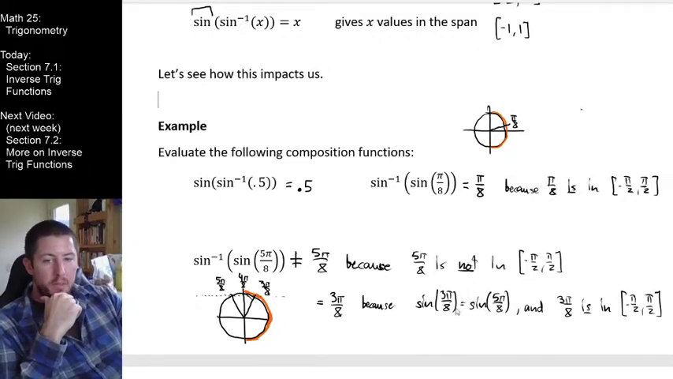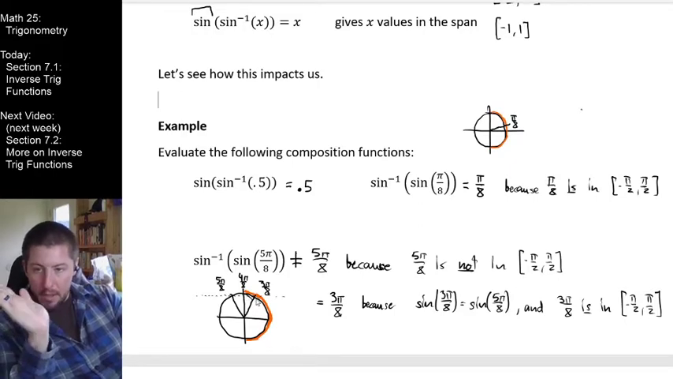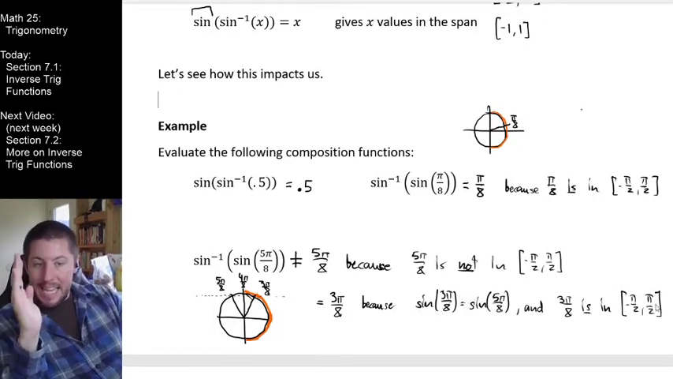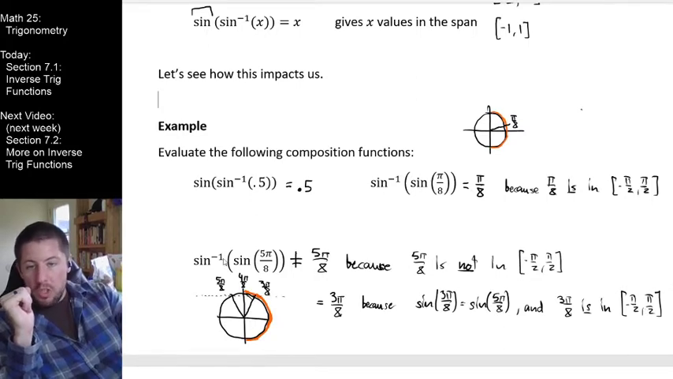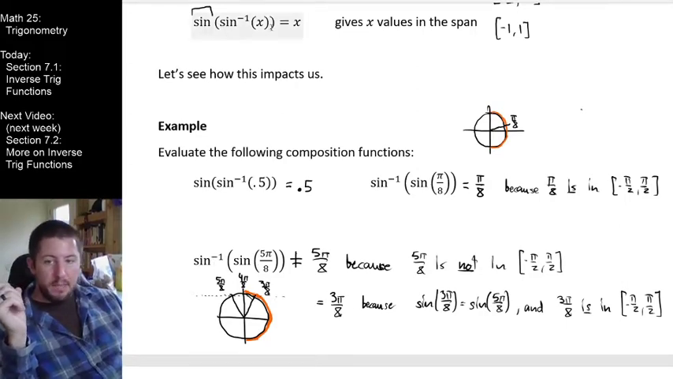So since sine of 3 pi eighths and 5 pi eighths must be the same because they're the same amount of rotation away from pi halves, the heights are going to be the same. And 3 pi eighths is in our acceptable range out from the sine inverse function. These don't just directly cancel to give us 5 pi eighths. It's not an allowable output from sine inverse. This is going to give us 3 pi eighths. Let's go verify this over here in Desmos to make sure that we are not being led astray.